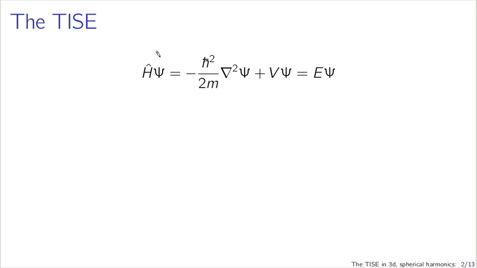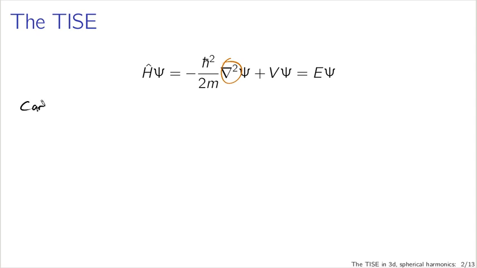The Hamiltonian operator acting on psi is, as before, some kinetic energy operator, p squared over 2m, plus a potential energy operator, V, times psi, gives us just a constant E, a separation constant from separation of variables, times psi, back. Now, the really crucial part of this is this Laplacian, del squared.